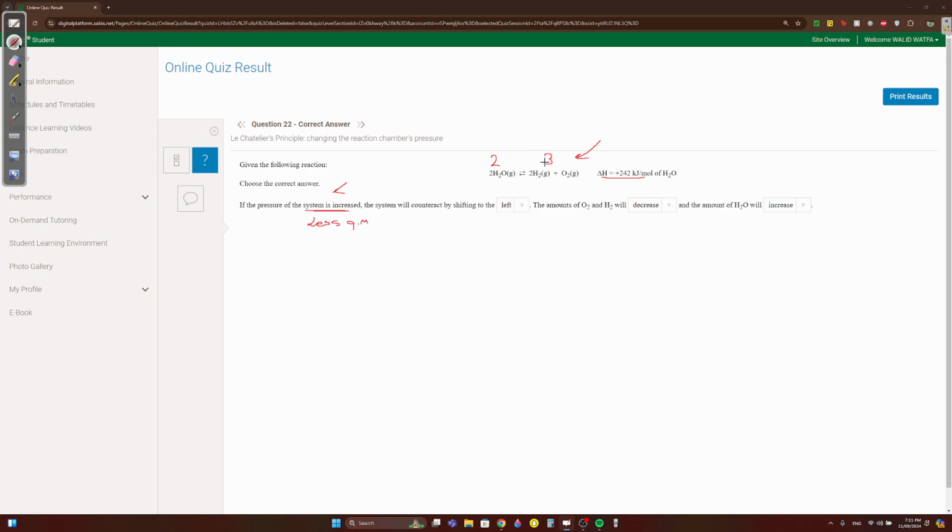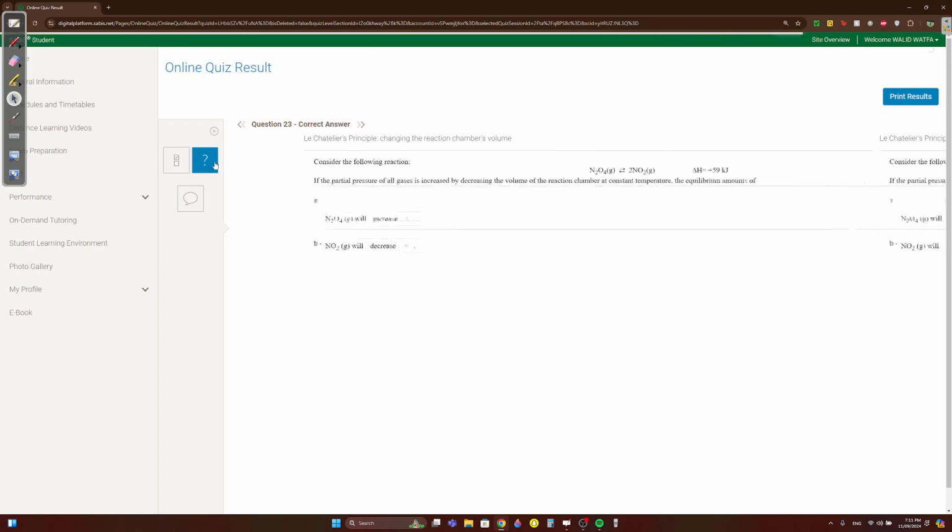I have 2 here and 3 here. Which one's less? Backward, right? So it's going to shift to the left, or backward. What will happen to O2 and H2? Since we're going backward, these will decrease. And the amount of H2O, since we're going backward and H2O is on the backward side? H2O will increase.